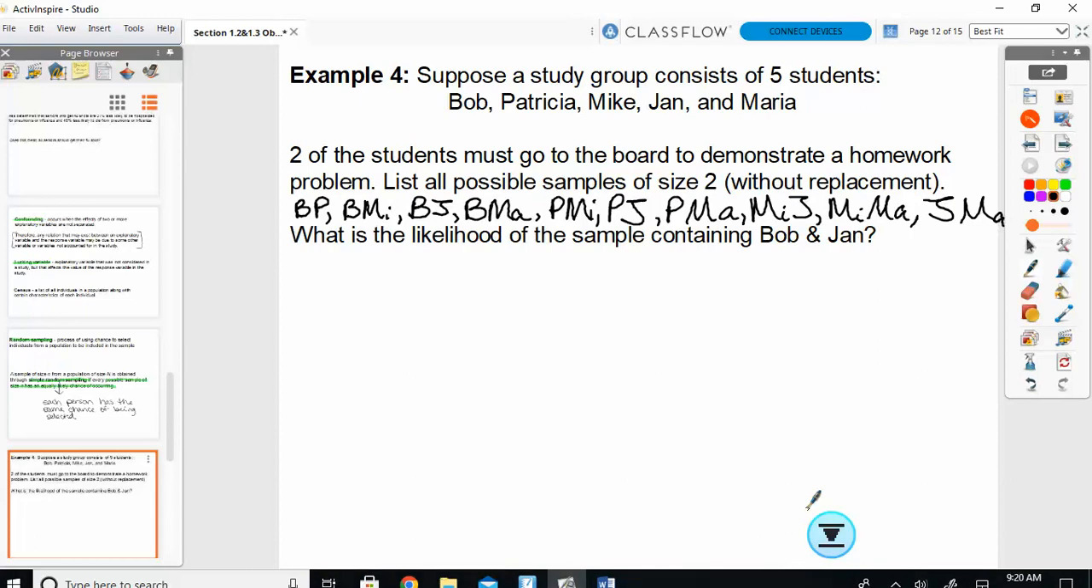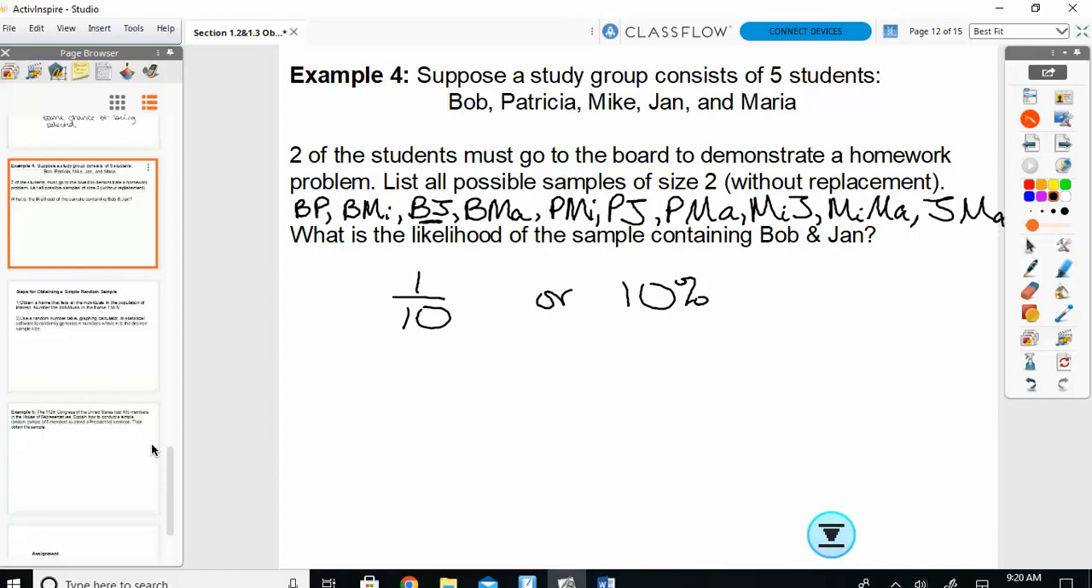Okay. So how likely is it that Bob and Jan have to come to the board? How many times did Bob and Jan show up on our list? We had one time out of how many total? So it's a 1 in 10 chance, or 10% chance that they come to the board. All right. Is that one okay?